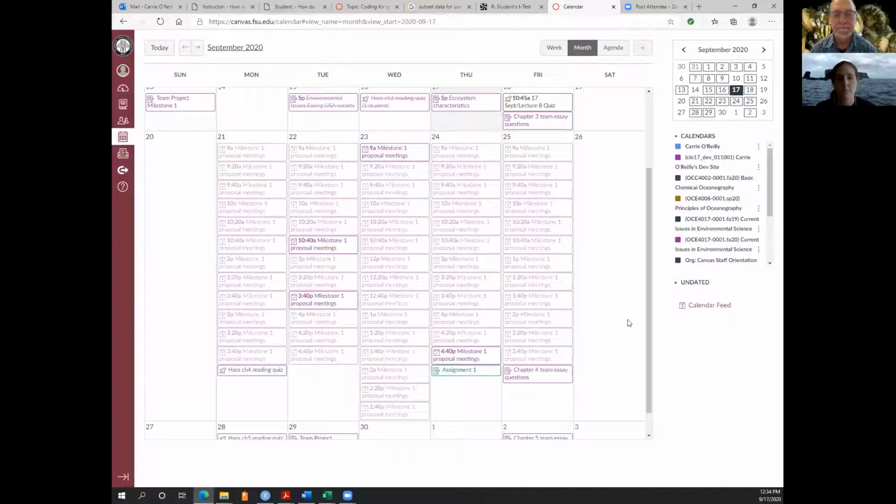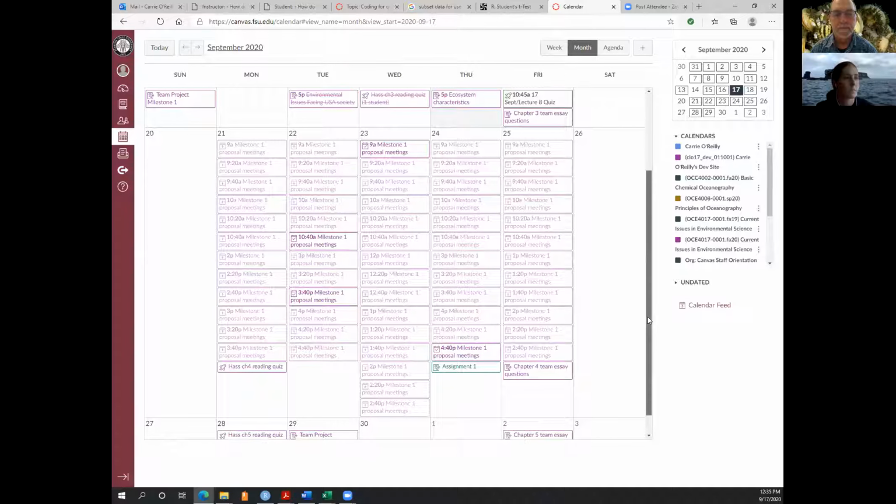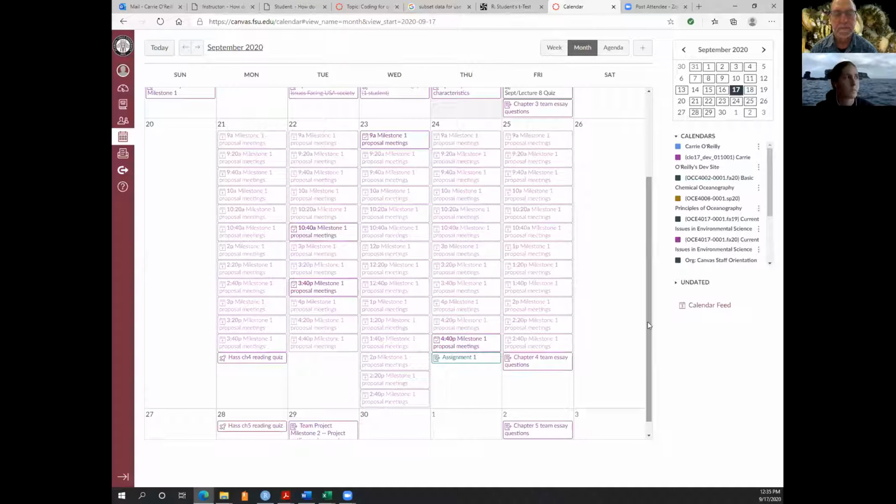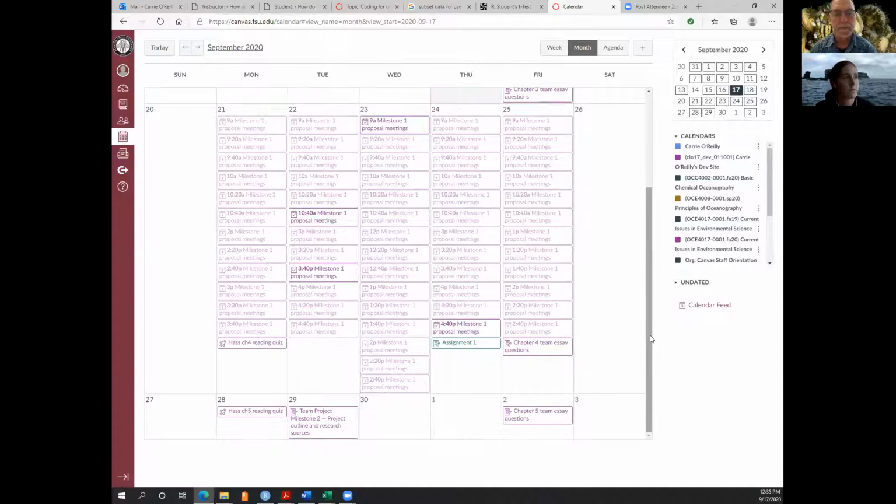We just go to the calendar from the main Canvas dashboard? Like it's not in the class somewhere? You should just be able to click on that calendar icon and all those meetings should be there. Okay. Yeah, if you have any questions, you can email me or Carrie, and we'll talk you through it. But it should be pretty self-explanatory.